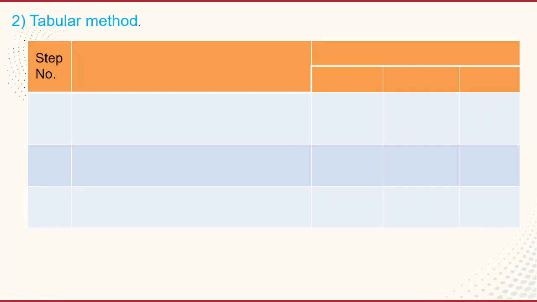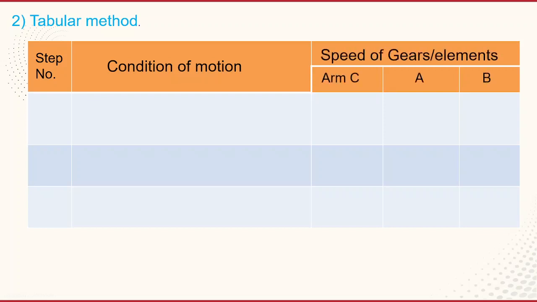The first column is the step number, the second column is the condition of motion, and the remaining columns are the speeds of the gears or elements in your epicyclic gear train. Whatever elements are there, you can mention here. In the present problem only 3 elements are there: I have written arm C, gear A, and gear B. There are 3 steps. All problems have these 3 steps, and the conditions of motion are also the same for all problems.